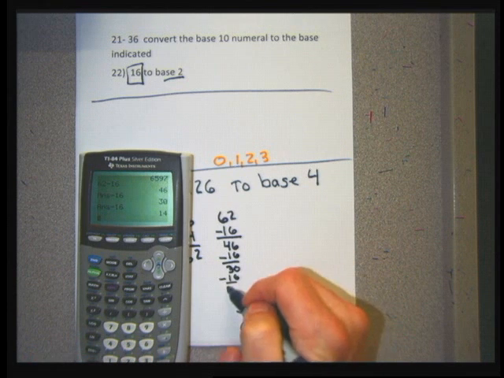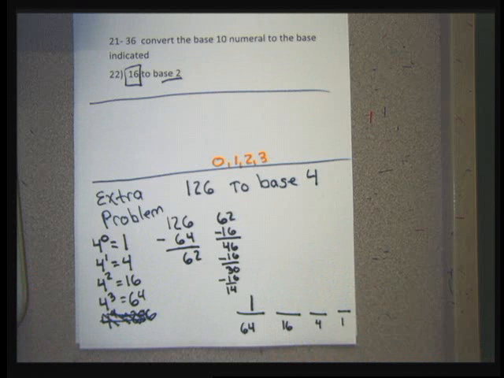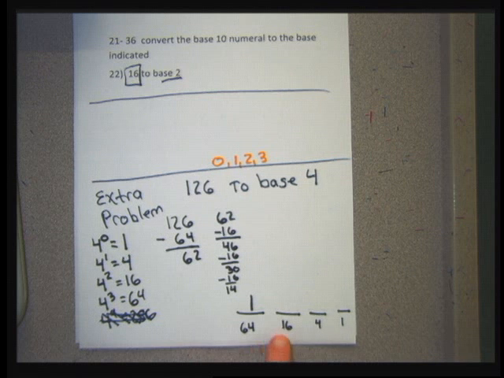And when I do that, I get 14. If I subtracted 16 again, 14 minus 16 would be a negative 2. So I can't subtract 16 again or I'd get a negative. So I'm done with this set, and I'm done with the 16.